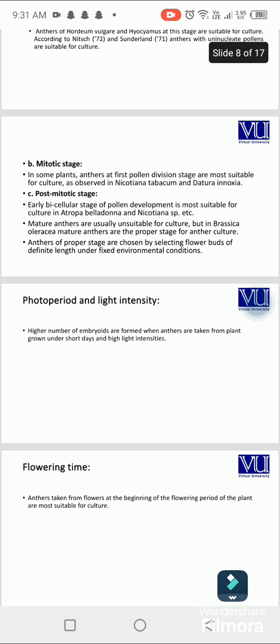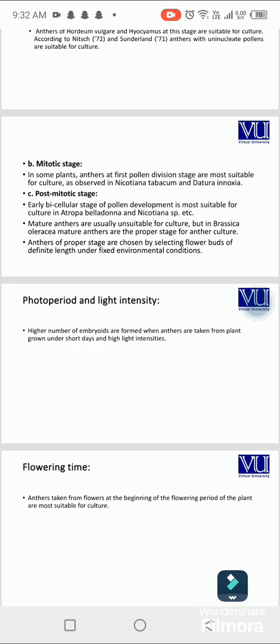Mitotic stage: in some plants, anthers at first pollen division stage are not most suitable for culture, as in Datura innoxia. Post-mitotic stage: the early bicellular stage of pollen development is most suitable for culture in Atropa belladonna and Nicotiana species, etc. Mature anthers are usually unsuitable for culture, but in Brassica oleracea, mature anthers are the proper stage for anther culture. Anthers of proper stage are chosen by selecting flower buds of definite length under fixed environmental conditions.